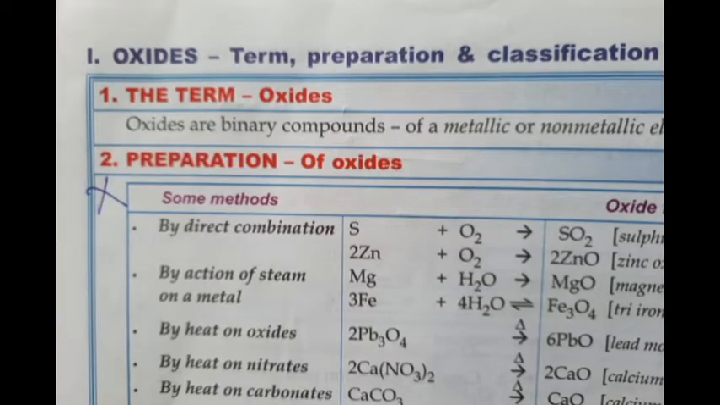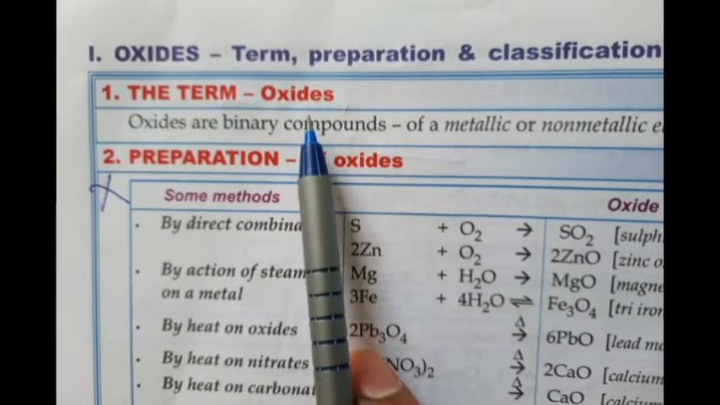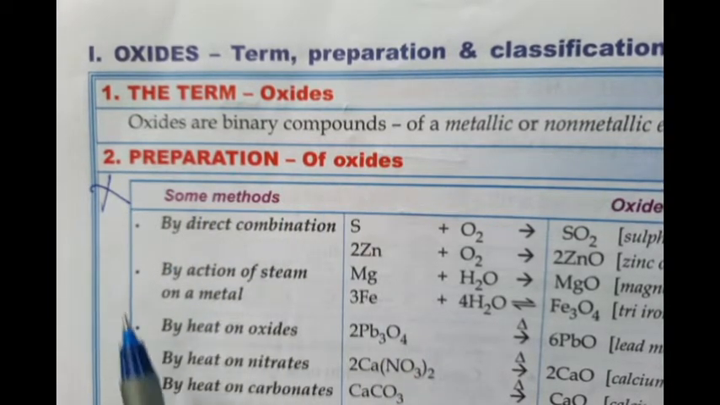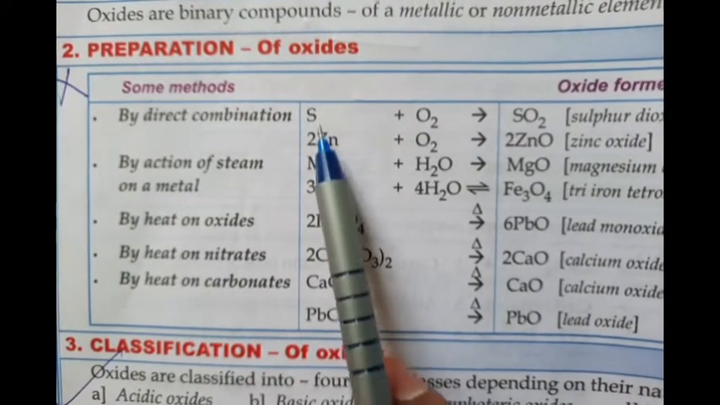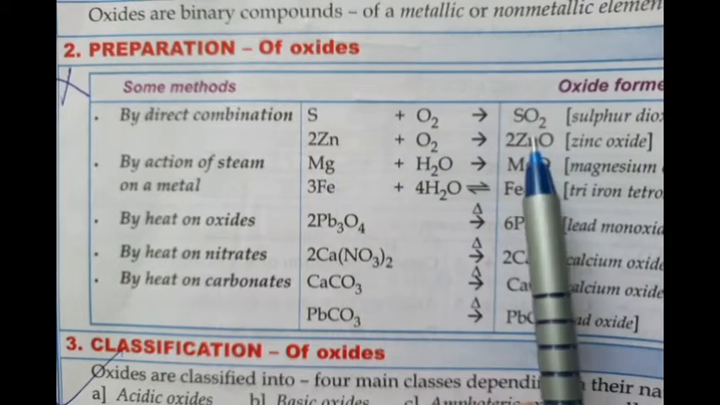Now students, if you go to the next page, you will see oxide. In oxide, again, you need not learn the preparation of oxide. I have cancelled it. But do remember, when sulfur and oxygen react, we get sulfur dioxide. When zinc and oxygen react, we get zinc oxide.